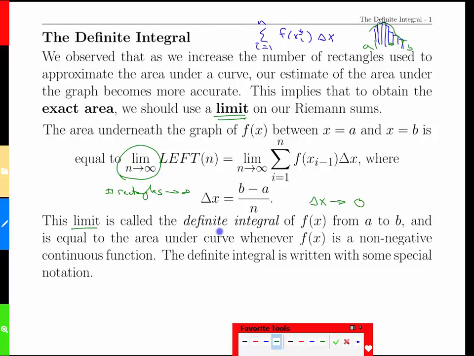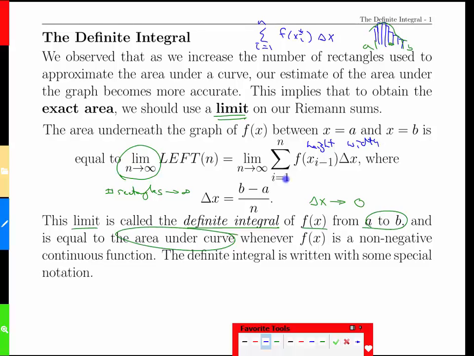Now this limit is called the definite integral of f of x from a to b, and it's equal to the area under the curve. So this is the exact area under a curved region because we're using the limit as we use more and more rectangles, or smaller and smaller rectangles, which gets more and more accurate. Now, this, I think we'll all agree, is a lot to write out if we wanted to find that area. We should still see again that pattern of height times width in it.